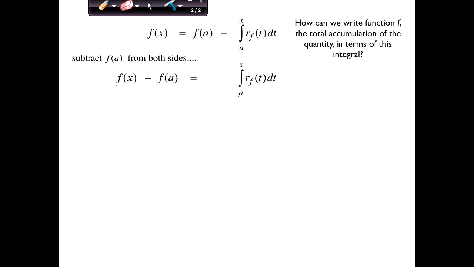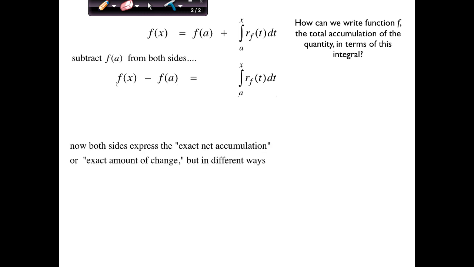So now the left-hand side is equal to the right side. That left-hand side is another way to express net accumulation. Both sides now express net accumulation, or net amount of change, but in different ways. They each represent a different way of thinking about exact net accumulation. On the left, it's the idea of final minus initial. It's everything up to x minus everything up to a, which gives you how much change from a to x. And the right side, we know, is the accumulation of bits of change.